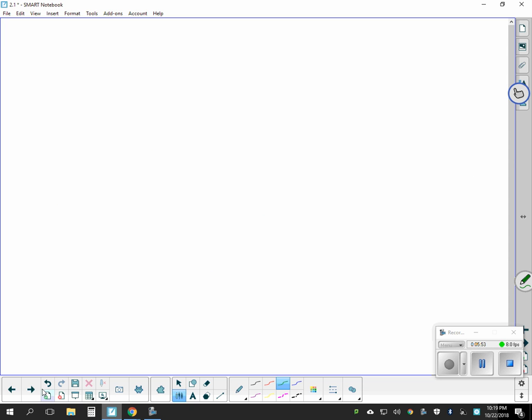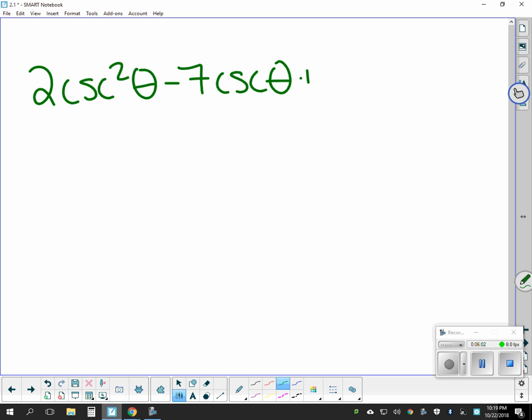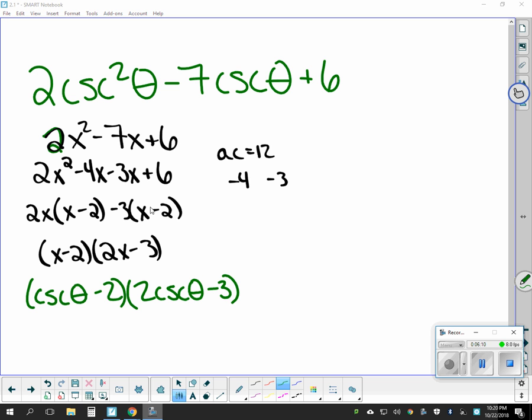Okay. Let me have you guys practice just one of these. 2 cosecant squared of theta minus 7 cosecant of theta plus 6. Pause the video and you guys factor this one. Okay, the green is my answer. Check it out.